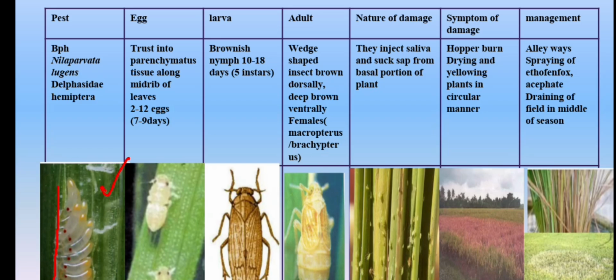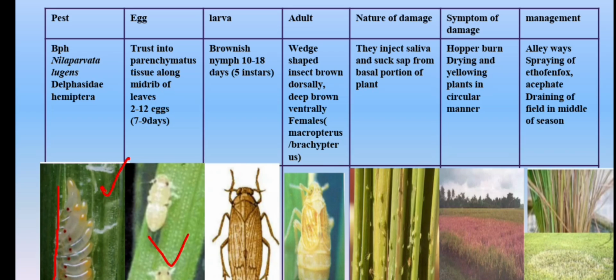parenchymatous tissue of the leaf, and generally the adult will lay 2 to 12 eggs, and the egg duration is 7 to 9 days. Within 7 to 9 days, these eggs will hatch, and you can see the nymph which is brown in color, and there are 5 nymphal instars, and the duration of the nymph is 10 to 18 days.